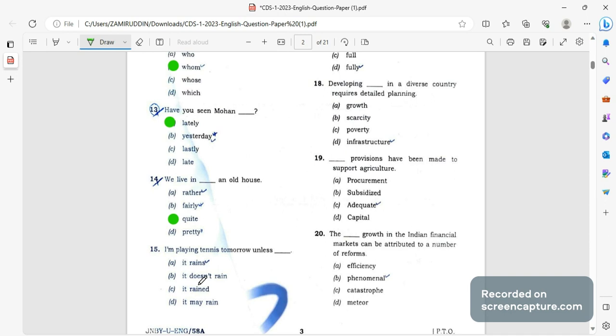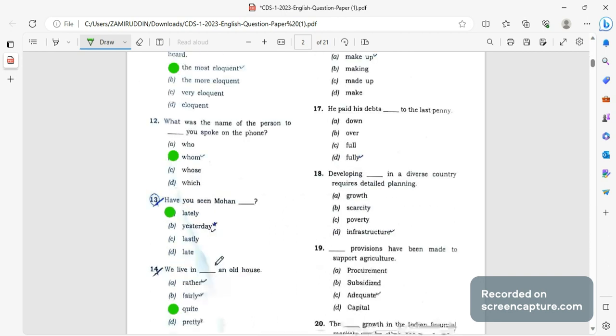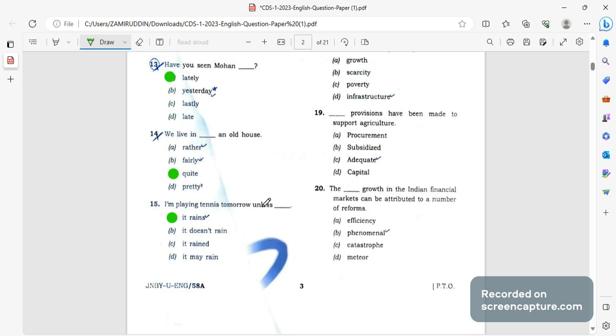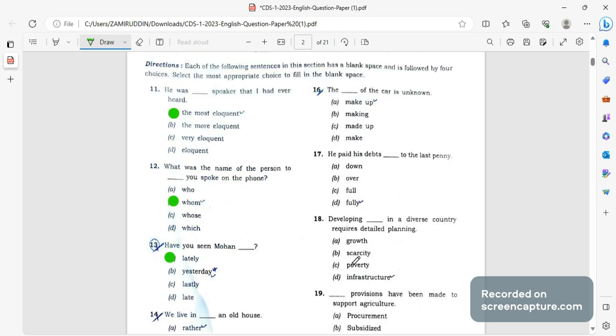I'm playing tennis tomorrow unless it rains. So till the time it doesn't rain, I will be playing tennis. I'm playing tennis, so I will play until then. Tomorrow I will play tennis unless it rains. Until it rains, until there is no rain, I will keep playing. So the correct answer will be unless it rains. That's it. Next is the 16th one.